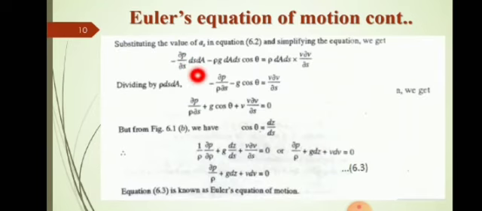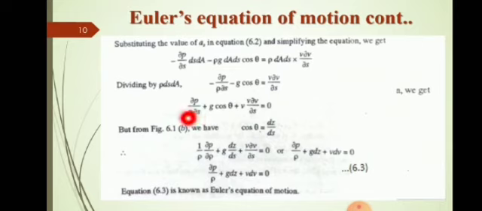Minus dou P by dou S into ds multiplied by dA, minus rho g dA ds cos theta is equal to rho dA ds into, this is the substitution for as. So the equation takes this form. Now you can divide this equation by rho ds dA. So how will the equation become? Minus 1 by rho into dou P by dou S, the ds dA will get cancelled. Minus g cos theta is equal to, here also rho ds dA will get cancelled, v into dou v by dou s.